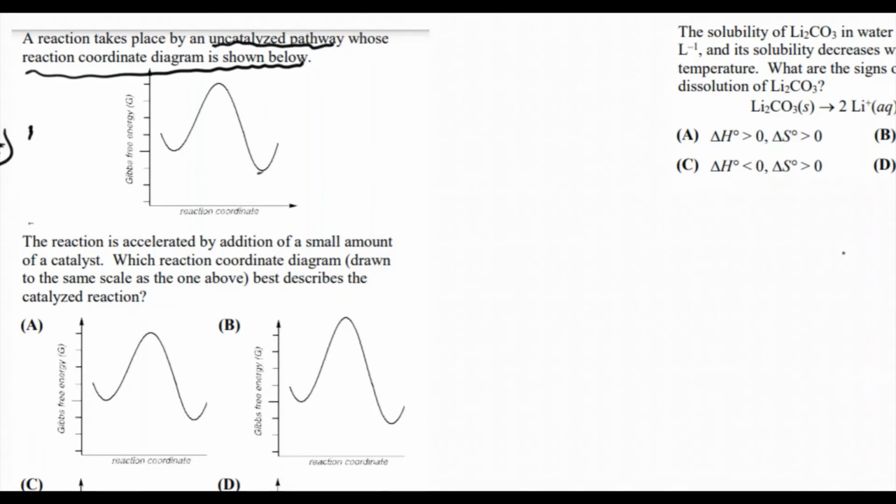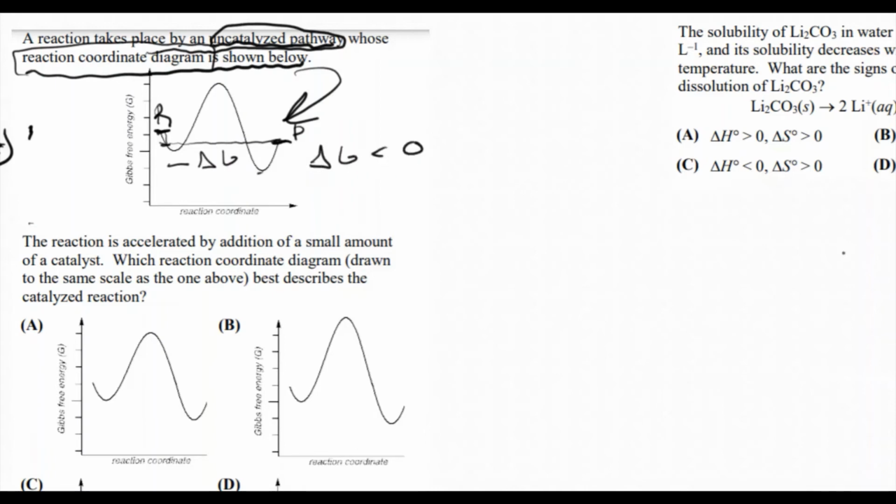Let's take a look at this problem. A reaction takes place by an uncatalyzed pathway, whose reaction coordinate diagram is shown below. Alright, so this is called a reaction coordinate diagram, and let's take a look at this. So this point up here is going to be the initial, our reactants. This point right here is going to be our products. And we should note that this delta G over here is going to be a negative delta G value, or a delta G value that is less than 0.